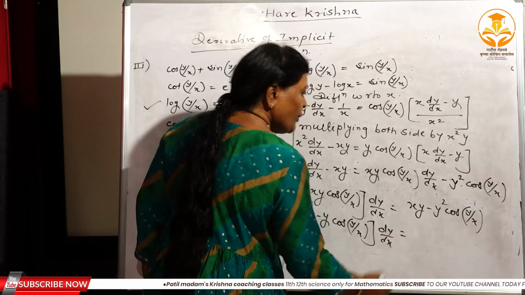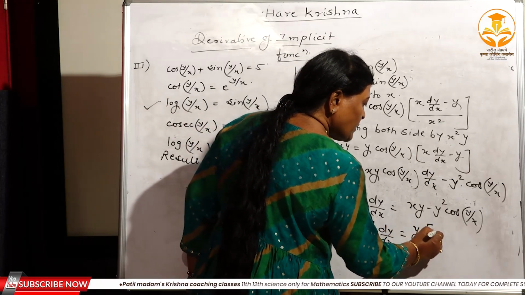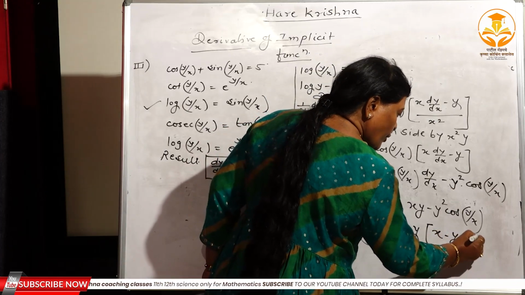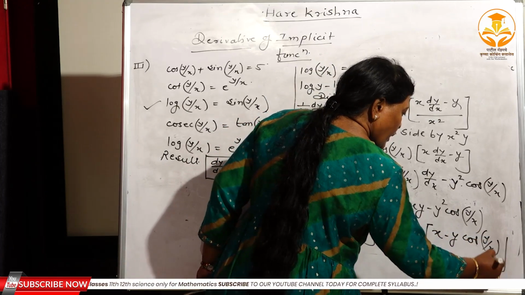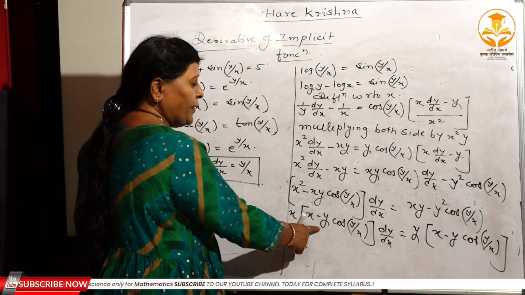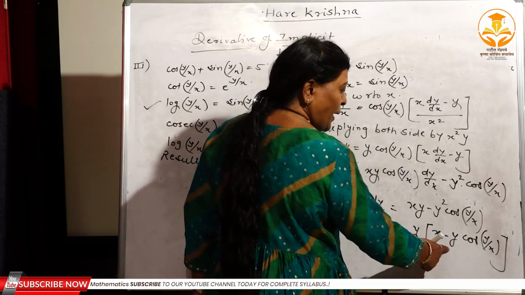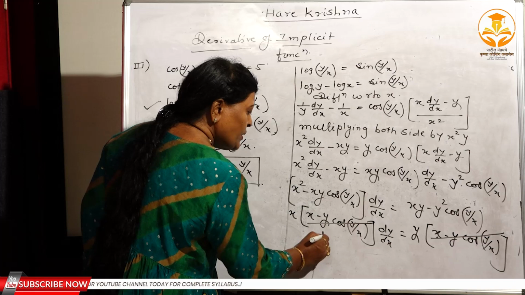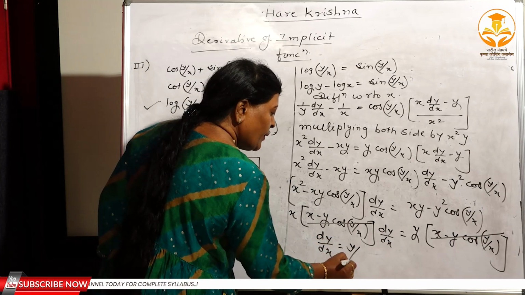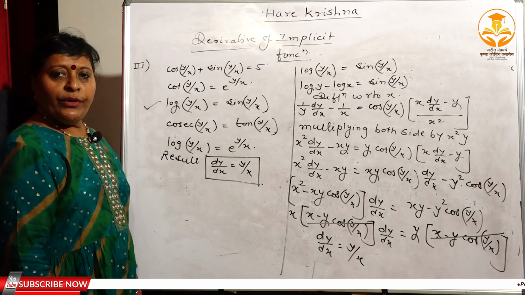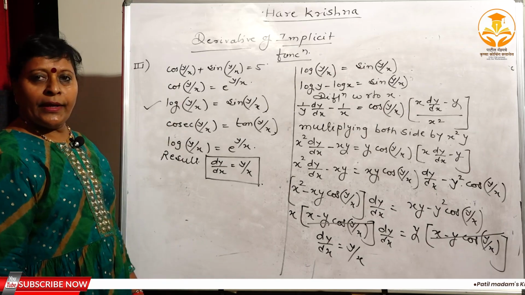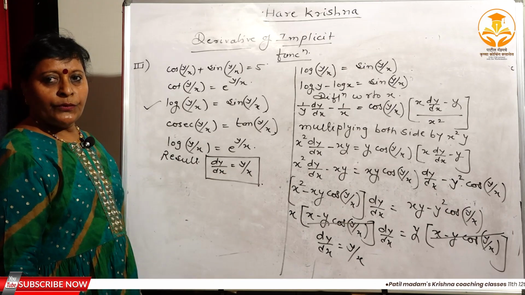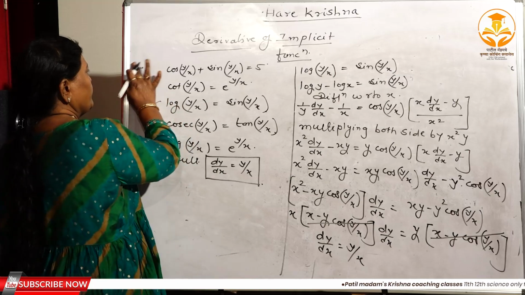And here also you can take y common. What remains here? x. If you take y common, what remains? x minus y cos y by x. Again, if you observe this, x minus y cos y by x, x minus y cos y by x, the complete bracket gets cancelled from both sides, and what remains here? dy by dx is equal to y. So when your function is in the form of y by x, then again you have got the result, that is y by x. Right? So the fourth bunch here, see, fourth one.